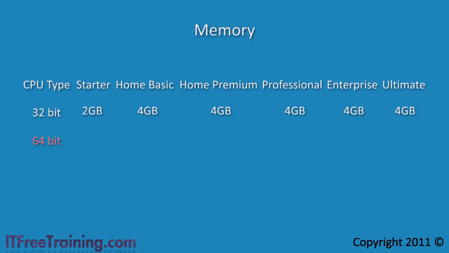If you are running a 64-bit system, the amount of RAM you can access changes quite a bit. The Starter Edition is not available in a 64-bit edition. The Home Basic Edition, available in emerging markets only, jumps to 8 GB. The Home Premium Edition supports 16 GB, which is more than enough for the average home user. All the rest of the editions support 192 GB of RAM.